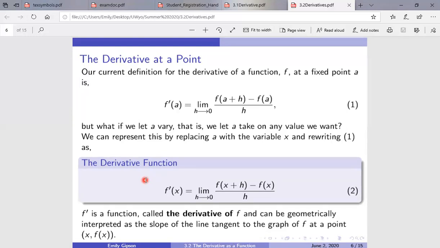So what if we let a vary? That is, we let a take on any value we want. We can represent this idea by replacing a with the variable x and rewriting that first equation as the following. And this is f prime, a function. I give it something, it gives me something as an output. And this is the derivative of f, and it's a function. It can be geometrically interpreted as the slope of the line tangent to the graph of f at a point x, f of x, where x can take on any value we want. So you can imagine a million tiny little slopes mapping all along a curve.